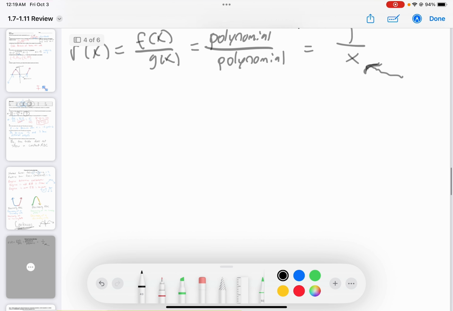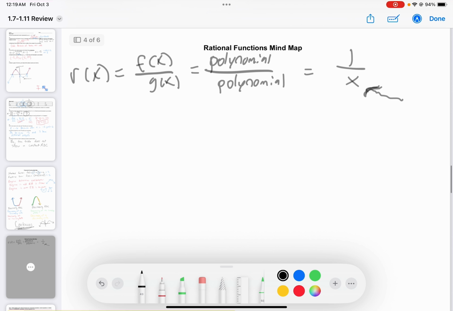Well, let's talk about that. Where are these rational functions undefined? Well, there's two ways it can be undefined. It can have a hole, and that's going to look something like this. It's just a hole in the graph.